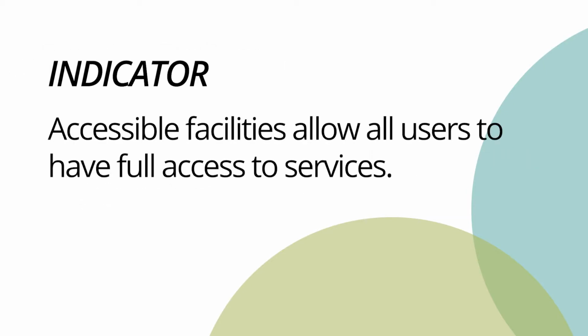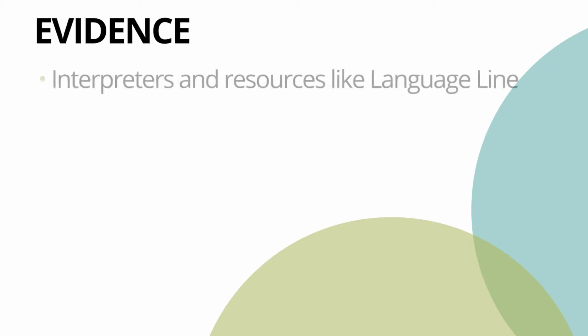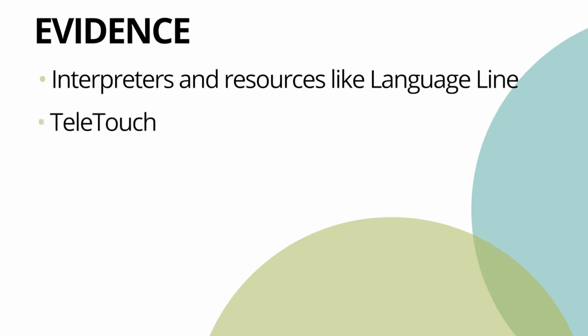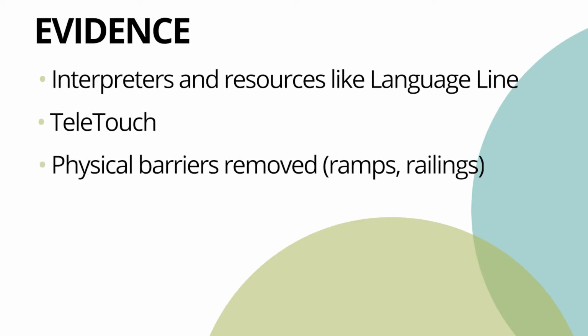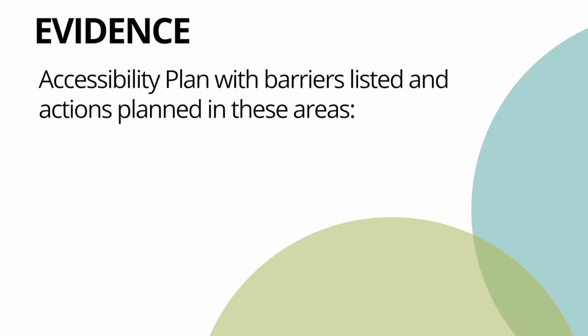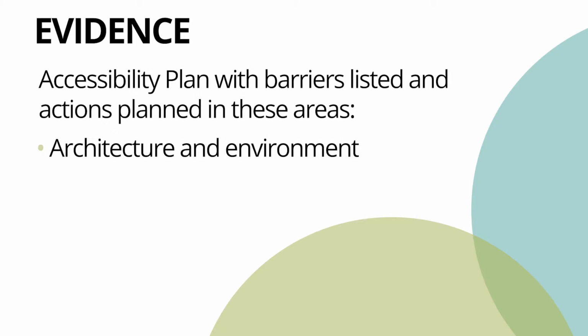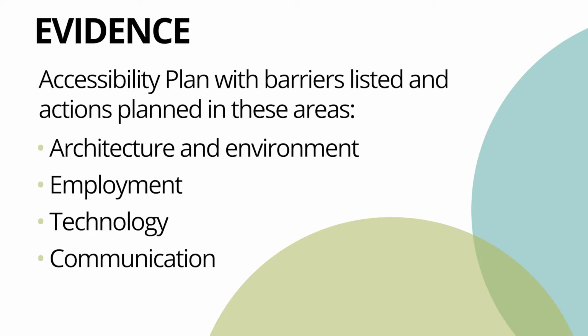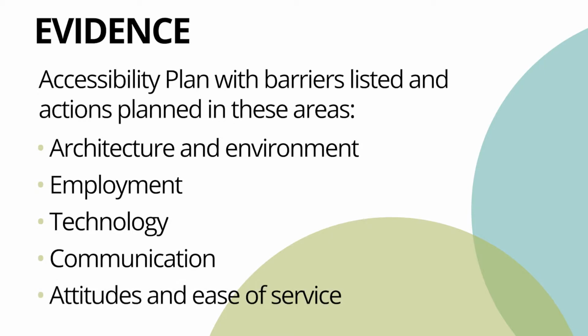Indicator. Accessible facilities allow all users to have full access to services. Accessibility is not only the physical features, but also may include language, gender, cultural, and faith accommodations. Evidence. Interpreters and resources like Language Line, Teletouch, physical barriers removed, ramps, railings, Braille, closed captioning. Accessibility plan with barriers listed and actions planned in these areas. Architecture and environment. Employment. Technology. Communication. Attitudes and ease of service.